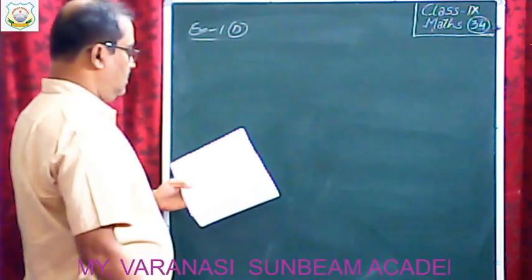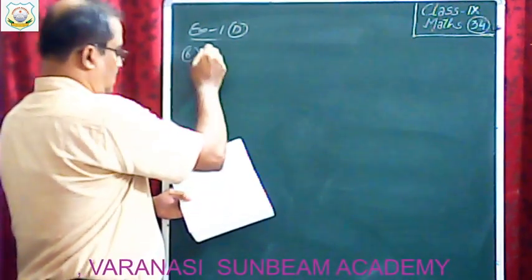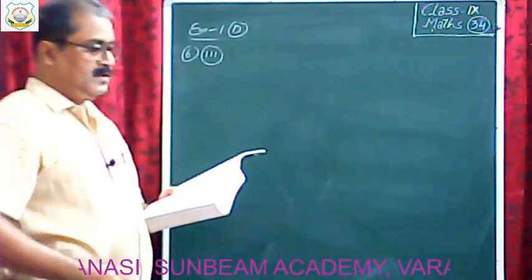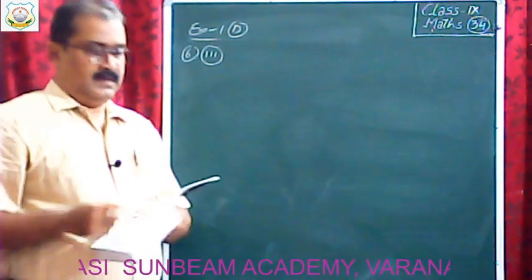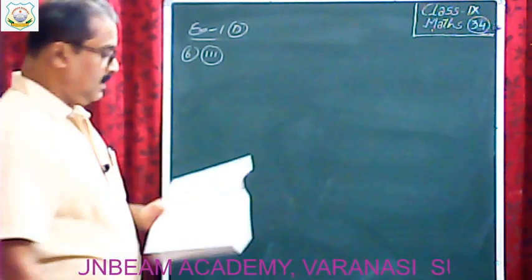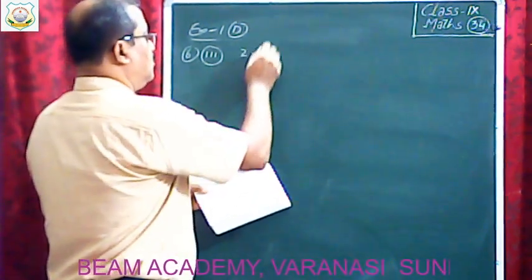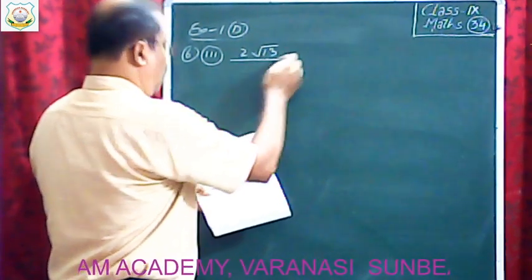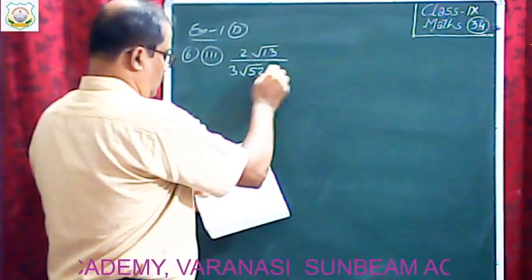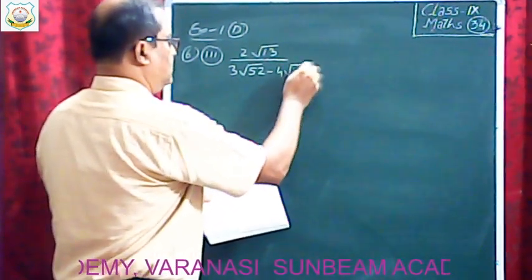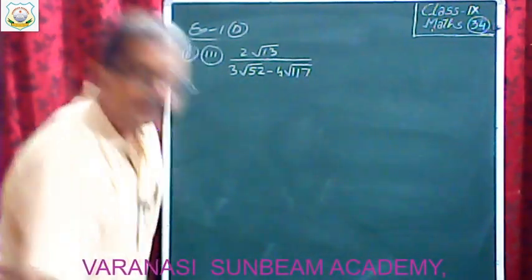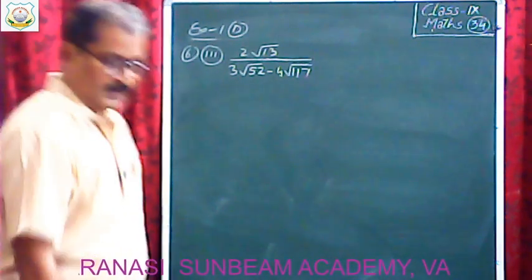Question number 6. Third. Examine whether the following numbers are rational or irrational. Okay? You have to examine the given numbers are rationals or irrational. Clear? Taking third. 2 square root 13 whole upon 3 square root 52 minus 4 square root 117. You have to examine whether it is rational or irrational. For that you have to simplify first. Here, simplify.